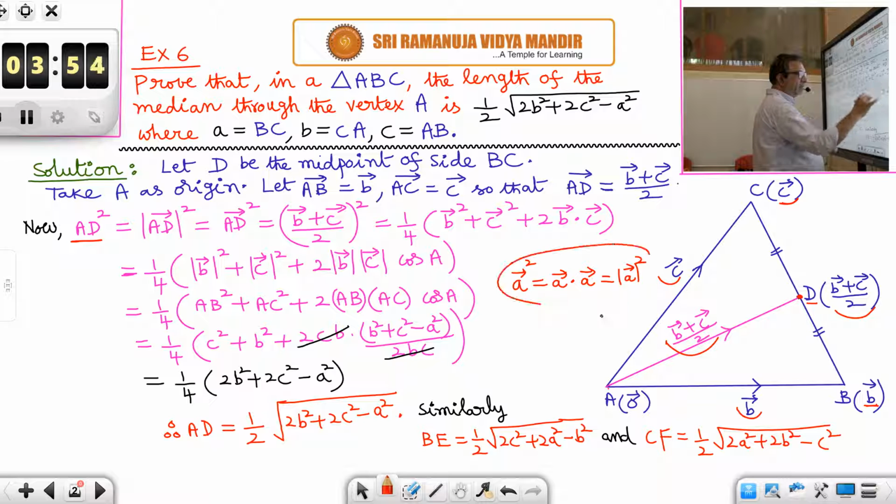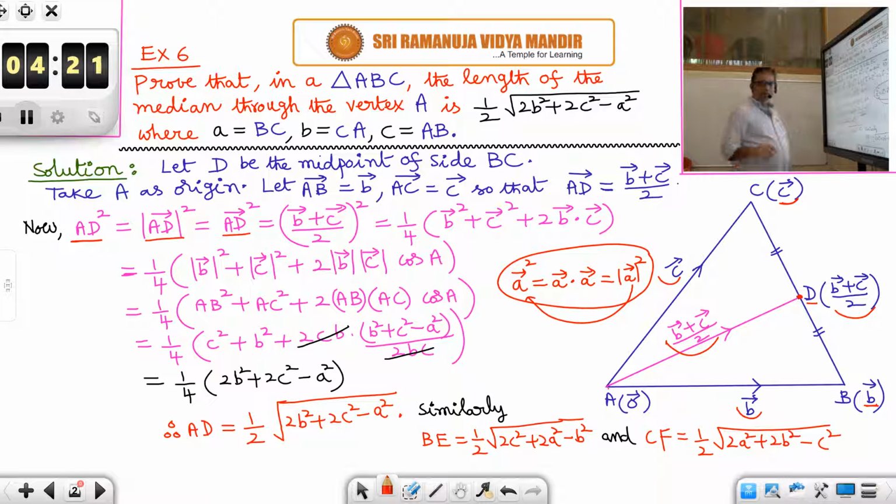This is a very important formula. A bar square is the symbol for A bar dot A bar, which is equal to mod A bar into mod A bar into cos 0, but cos 0 is 1, so mod A bar whole square. So here I am using this. Mod of any vector whole square is equal to that vector whole square. So mod of AD bar whole square is equal to AD bar whole square. But AD bar whole square means AD bar dot AD bar.